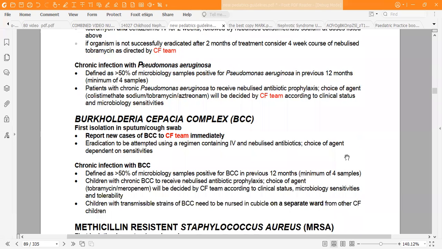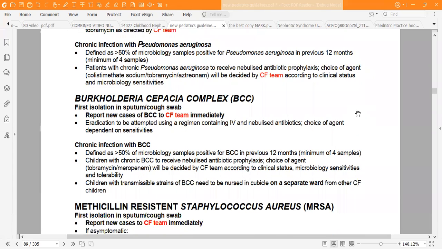What about the Burkholderia cepacia complex, BCC? If it was the first isolation, sputum or cough swab, of course you will report the new cases to the CF team immediately. Eradication should be attempted using a regime containing IV and nebulized antibiotics. The choice of agent depends on the sensitivity again. Chronic infection with BCC is the same: if there was more than 50% of microbiology samples positive for BCC in the previous 12 months.